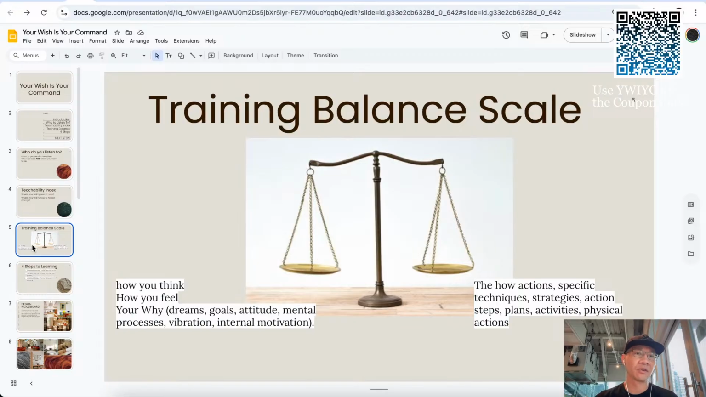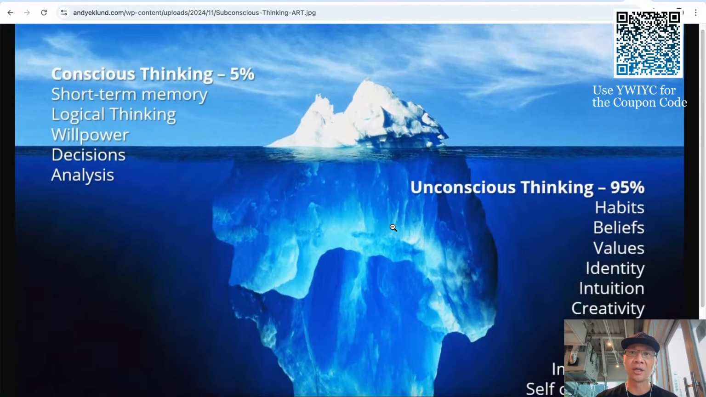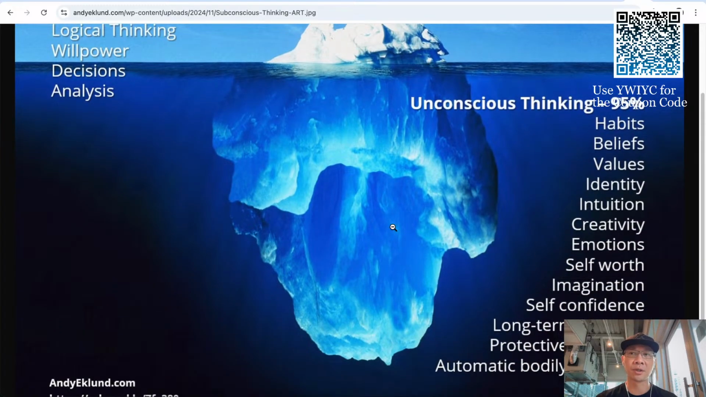How you think and how you feel. What is your why at the very core level? Not just a fleeting thought, or I'm going to have some positive mental attitude for 5 to 10 minutes at a time. What are your goals, dreams, attitudes, mental processes, vibration, internal motivation? At the very core, down here in the unconscious thinking or the subconscious. Your true habits, beliefs, values, identity, your creativity, your self-worth, imagination, self-confidence.